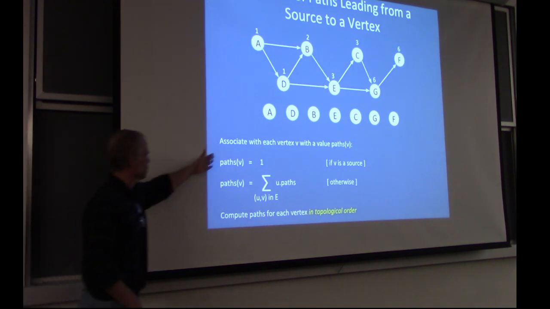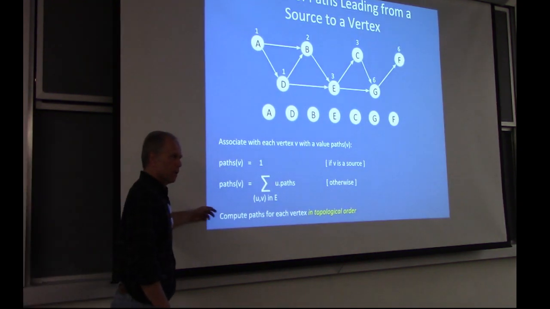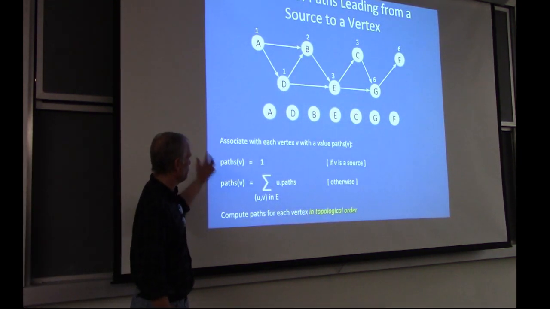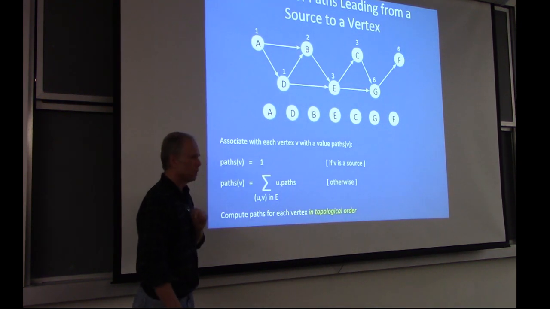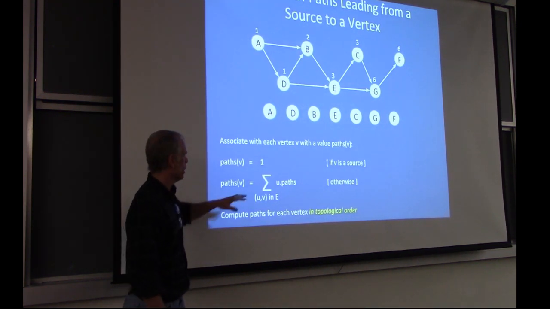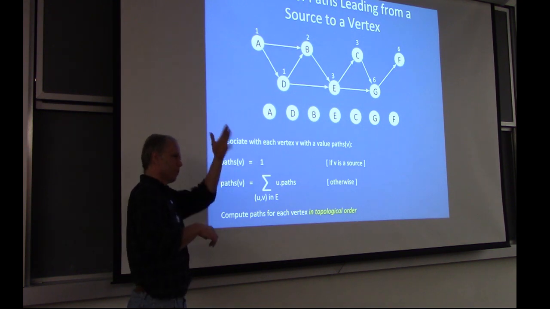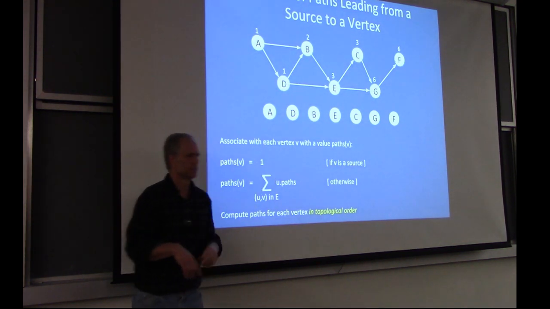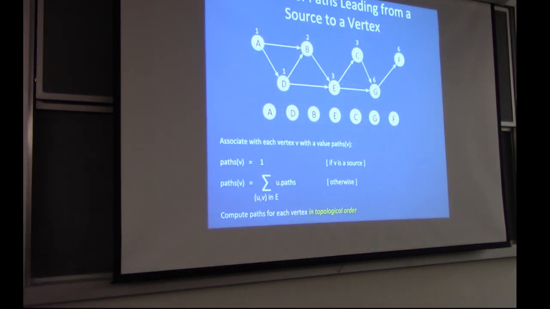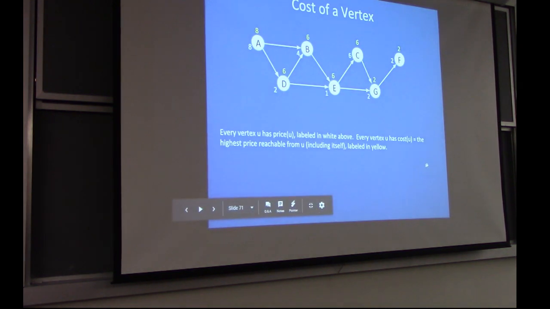This calculation for each vertex is this one. It's just a conditional. In code it would be if I'm a source, the answer is 1. Otherwise, loop through my immediate predecessors and add up their values. Okay?